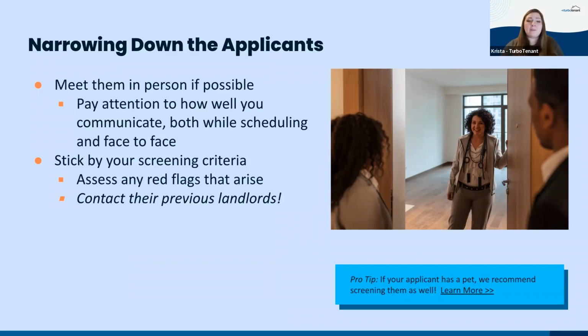Also, as you're narrowing down the applicants, stick by your screening criteria. Even if you think that I am just the coolest person in the world, if I have a credit score of 250 and my gross income is $1,000 a month and I don't qualify, but man, I am just so cool to hang out with, I'm not a good renter for you. No matter the immaculate vibes, just remember that you need to stick by your screening criteria for all of the applicants who come your way. And of course, with that, contact their previous landlords. Please contact them, talk to them, figure out if this person was a good tenant or not and why. That will help you protect your investment property.